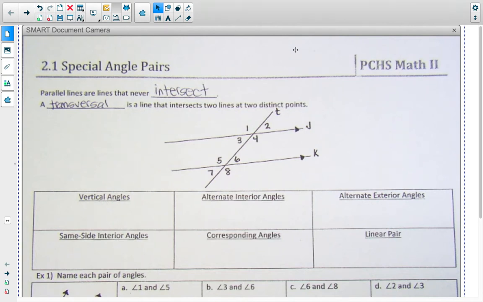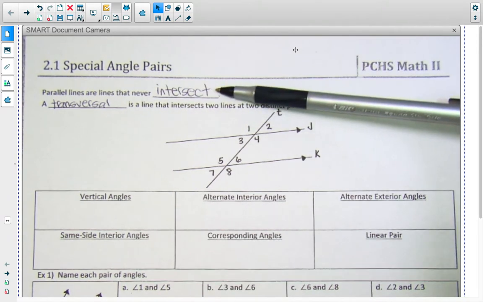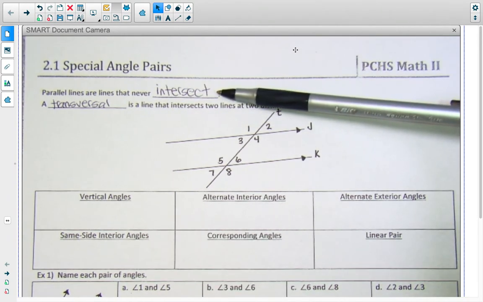But for this week, we're going to take a look at special angle pairs. Not a lot of calculations today, just looking at pictures and determining what type of special angles they are and what kind of relationship they have. So let's get started. Parallel lines are lines that never intersect. I'm sure you've heard of these kinds of lines before. They're going in the same direction, in the same plane, and they do not intersect.